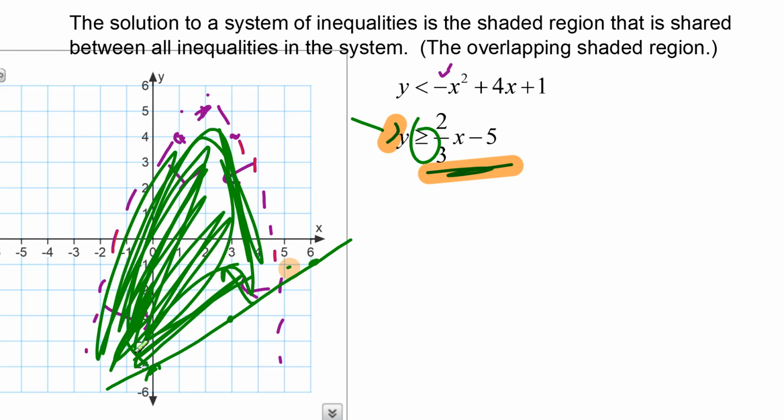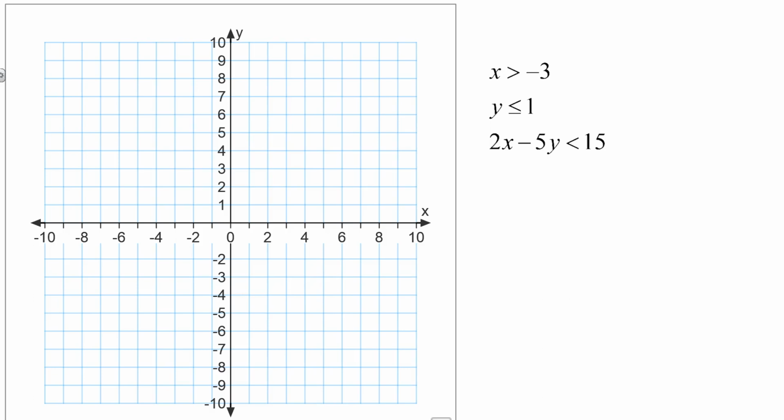Now let's look at one where you might have more than 2 inequalities, say 3 inequalities. I'm just going to do a system of 3 lines, and I think you'll get the idea here. The first one I have is x is greater than negative 3. I know that x equals negative 3 is a vertical line, so I'm going to draw my vertical line in here. It should be dashed because of the greater than and not equal to part.